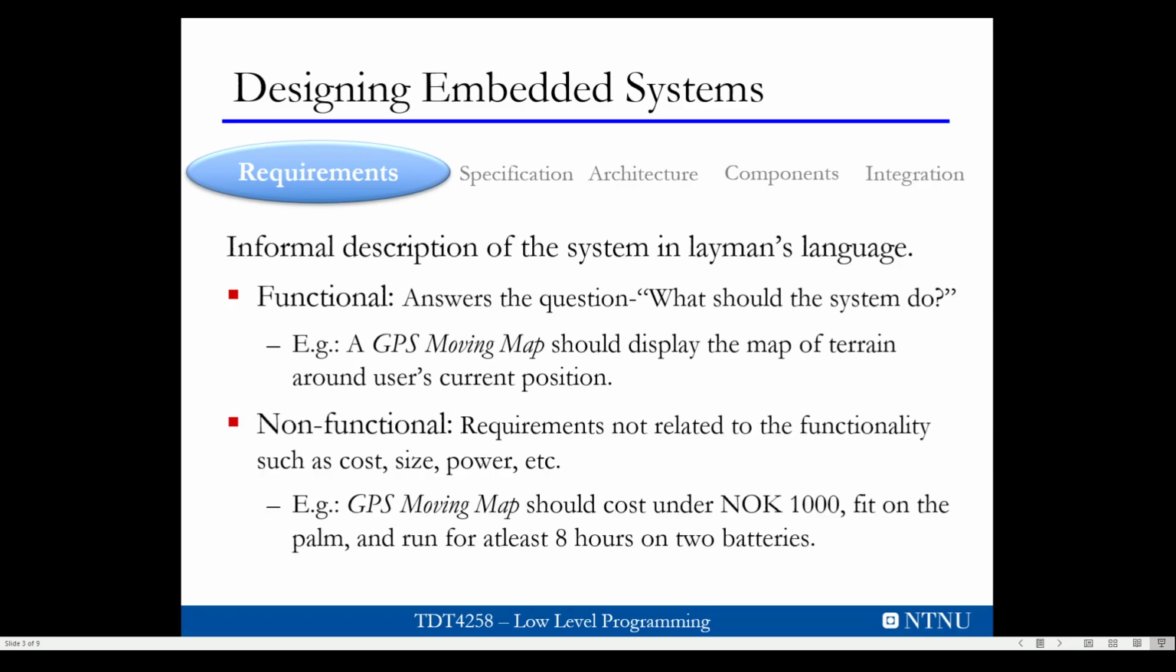Then there are also some non-functional requirements which do not tell you what the system is supposed to do, rather some other requirements from the system. And it could be in terms of cost, size, power, or something else. Again, for our GPS moving map system, the non-functional requirements can be in terms of cost. For example, it shouldn't cost more than 1000 kroner. The non-functional requirements could be in terms of size, that it should fit on the palm of a hand, or it could be in terms of battery life. For example, it should run on two batteries that should last for at least 8 hours.